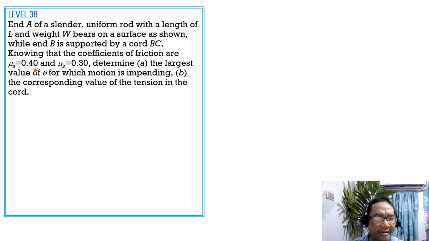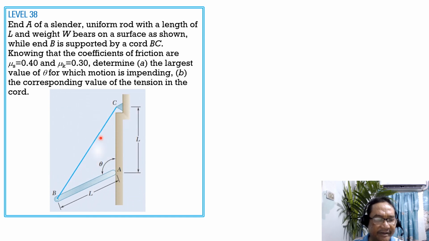So mu sub S is used here, not mu sub K, because the condition is we have to find the largest value of theta for which motion is impending. So here is the given figure. Then for the solution, let's apply the weight. Take note that the weight acts at the center of this uniform slender rod. So this is 0.5 L and this is also 0.5 L.